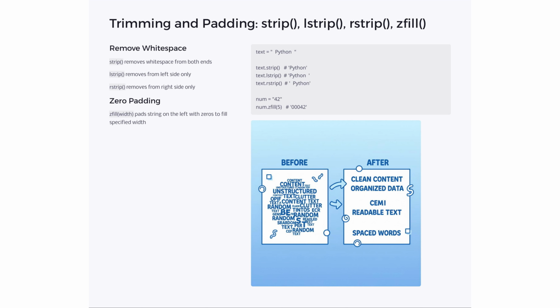Trimming and padding are essential for text formatting. Use strip to remove whitespace from both ends, lstrip for the left side, and rstrip for the right. For zero padding, zfill(width) adds zeros to the left to meet a specified width, like 42.zfill(5), resulting in 00042.